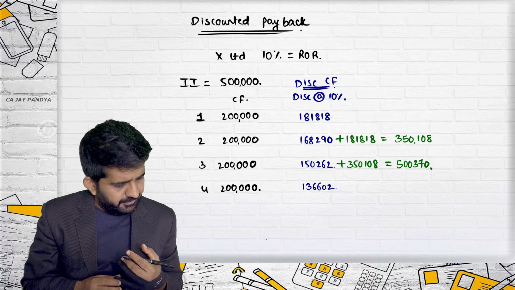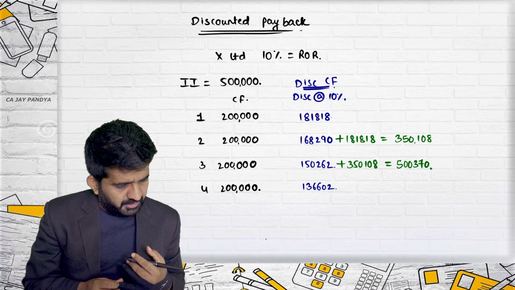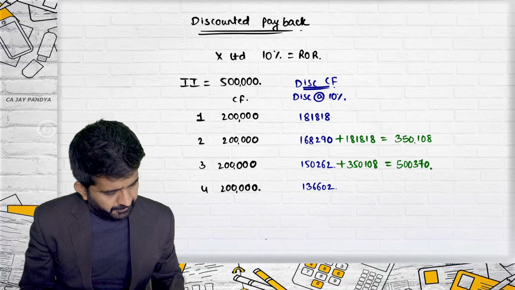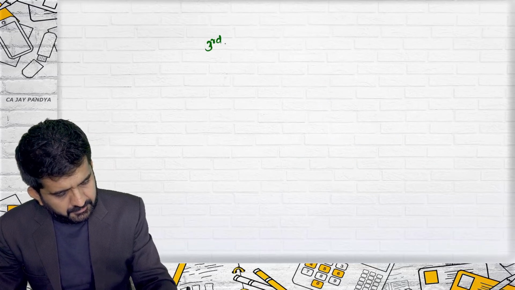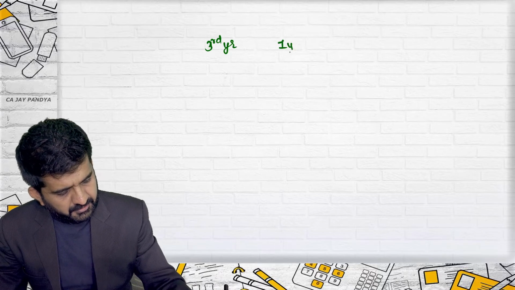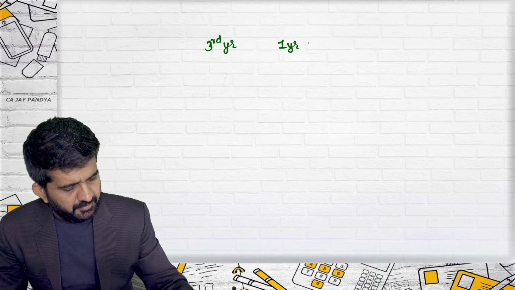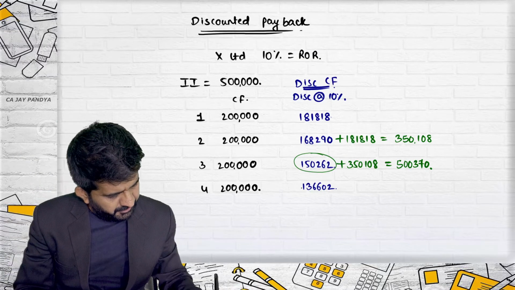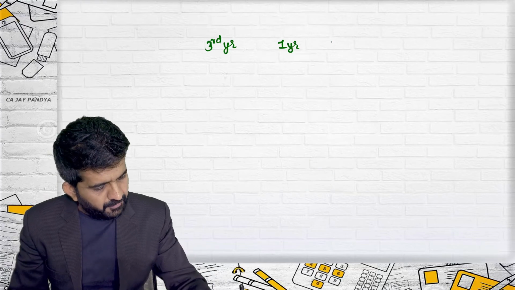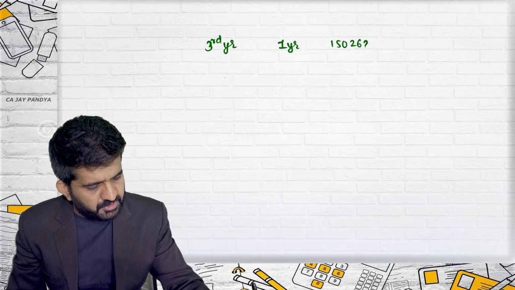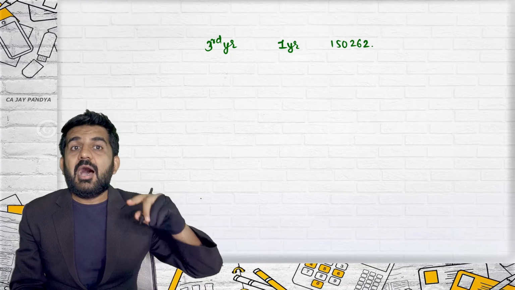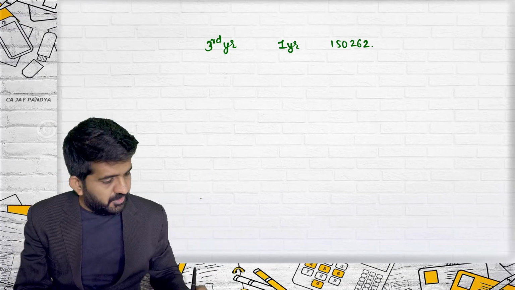This can be easily done. How will I be doing it? Same as in the interpolation method. Is it alright? In the third year, how much money is recovered? In the third year, which is 1 year, which is 12 months, let me take it as 1 year. How much money is recovered in the third year? 1,50,262.